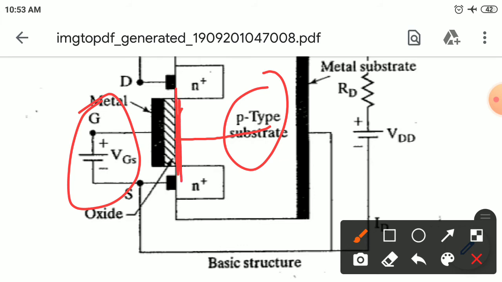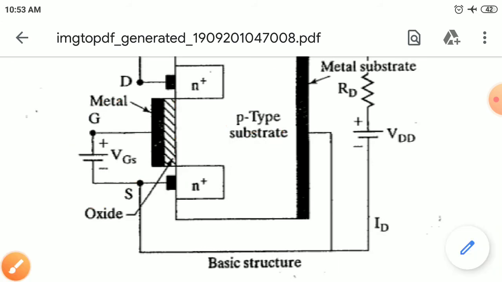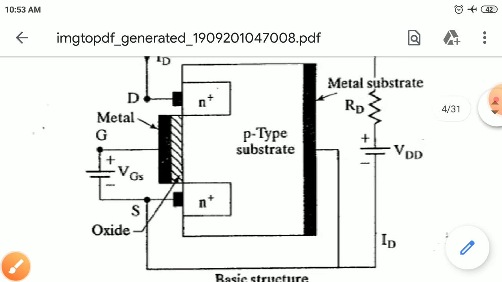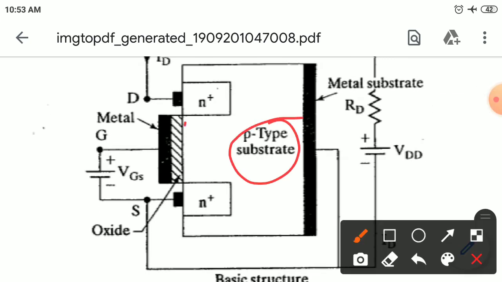If VGS is greater than or equal to the threshold voltage, which is the voltage at which your MOSFET starts conducting, then a sufficient number of electrons accumulate beneath the oxide layer to form a virtual n channel. There is actually an absence of a channel, so because of the electron accumulation, a virtual n channel is formed, as shown in the shaded part.